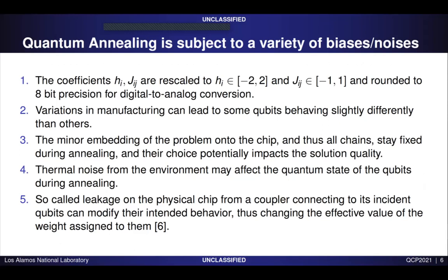Because quantum annealers in part use a quantum state in order to carry out computations, any noise, such as thermal noise from the environment, will degrade the quantum state of the qubits. And completely isolating a system from environmental noise is very difficult to do. Lastly, coupler leakage can cause couplers to modify the intended state of its incident qubits. All of these biases and sources of noise cause D-Wave to be a biased sampler.